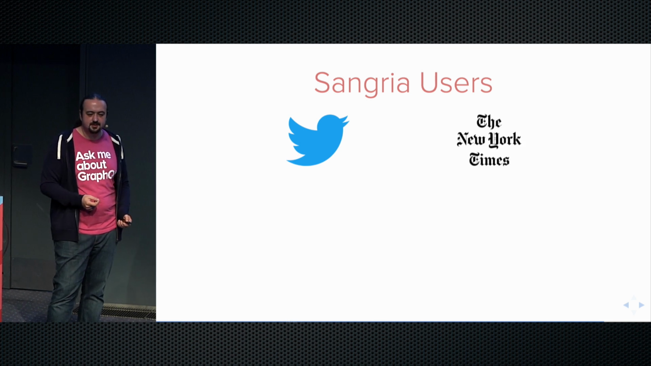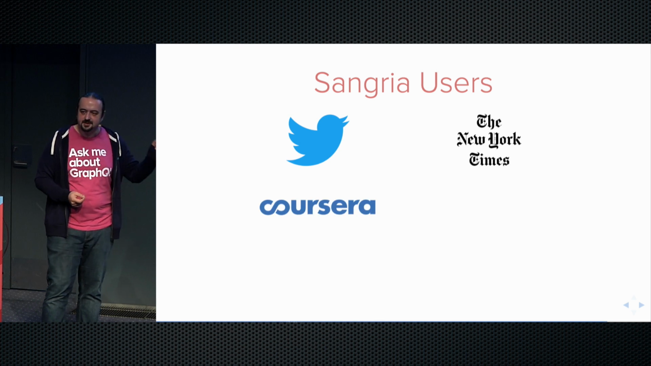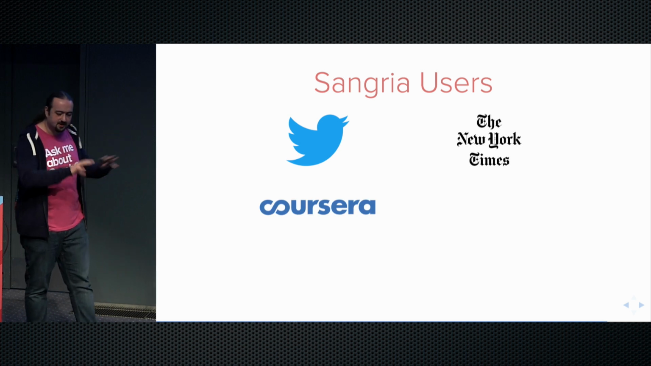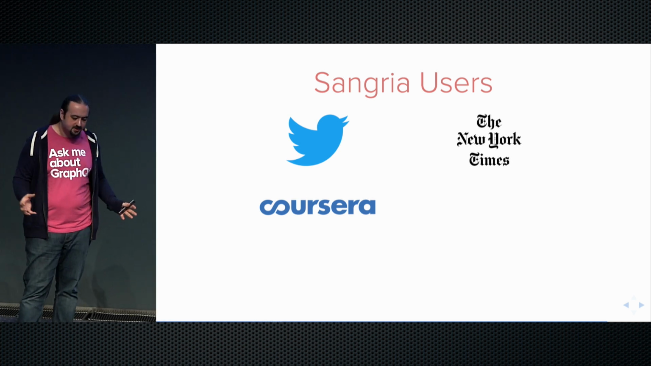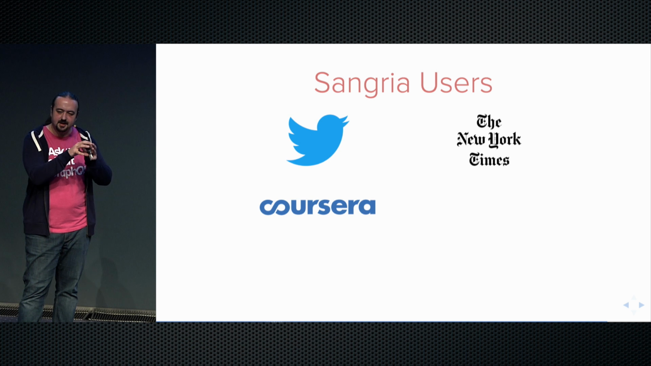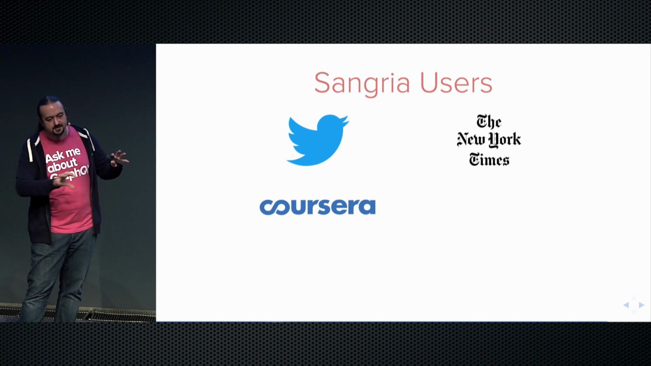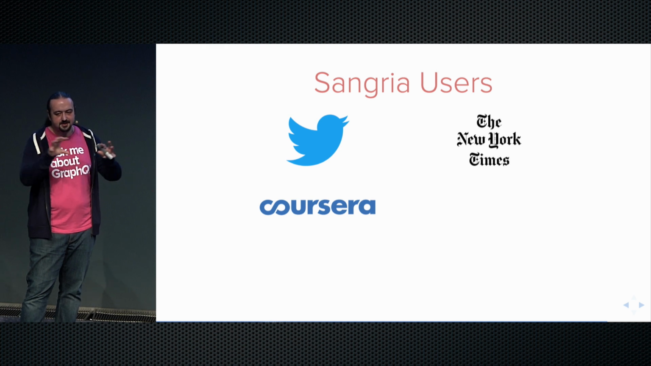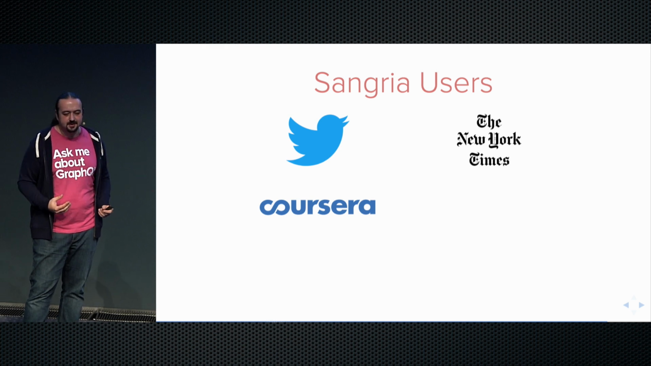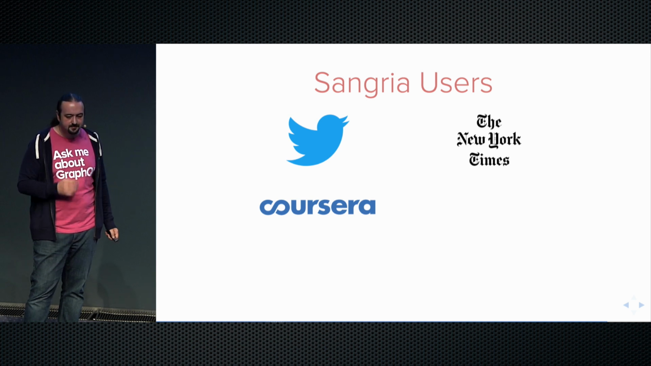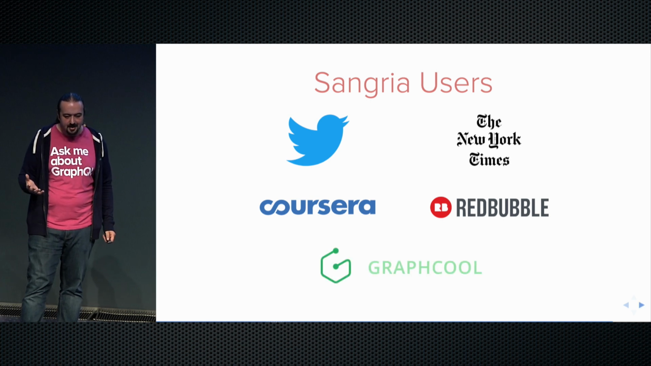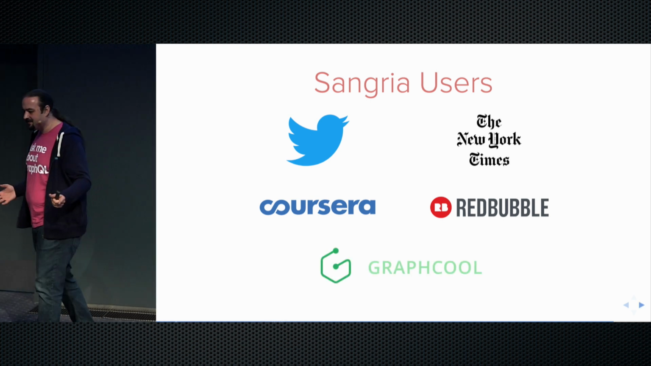The New York Times, Coursera. Actually, what Coursera does is they have this very interesting architecture where they have a lot of microservices managed by different teams. And the way they do it, they have this gateway API, which is maintained by one team, and it collects the schema from all those different microservices, and it exposes it as a GraphQL API. They have several videos available online. I would recommend you to check how they use GraphQL and how it works at Coursera. Redbubble and a GraphQL. So those are just some users.